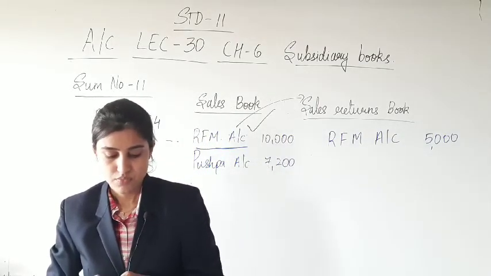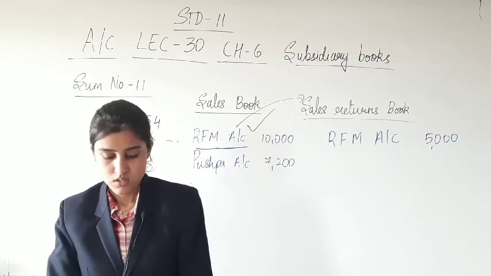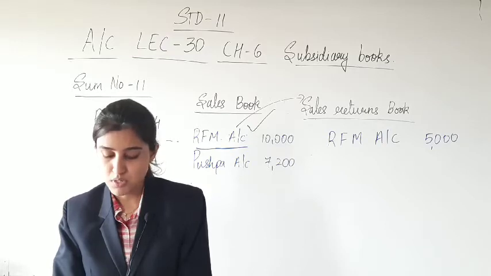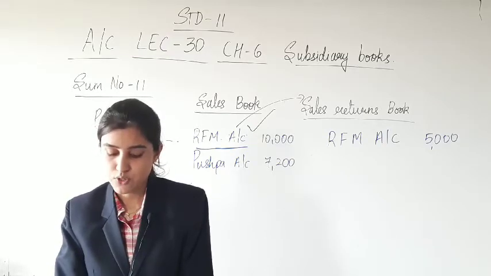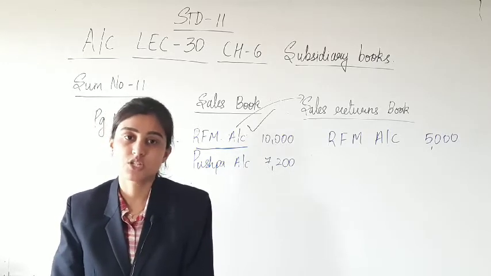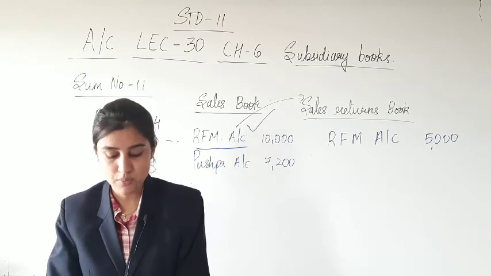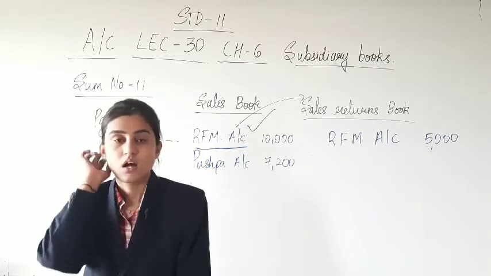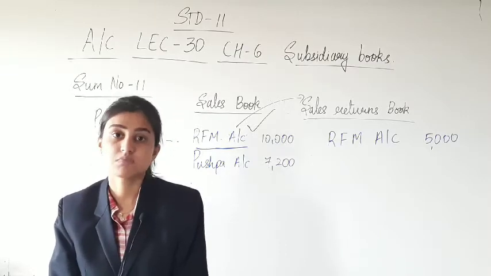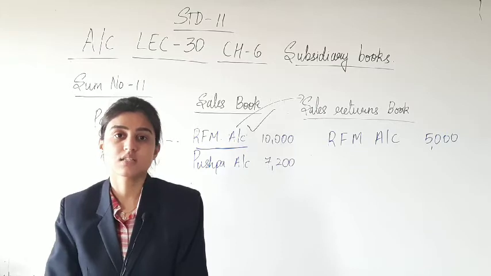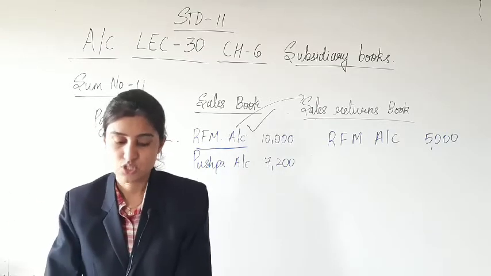Next, on 20th of September, old machine sold to Manju on credit for 3,000, credit period 1 month. Now this is an asset. We are dealing with furniture. This is a machine. So this transaction cannot be recorded in subsidiary books of goods. Yes, our business is about furniture, not machinery. So a note will be written for this, that this will be recorded in journal proper.